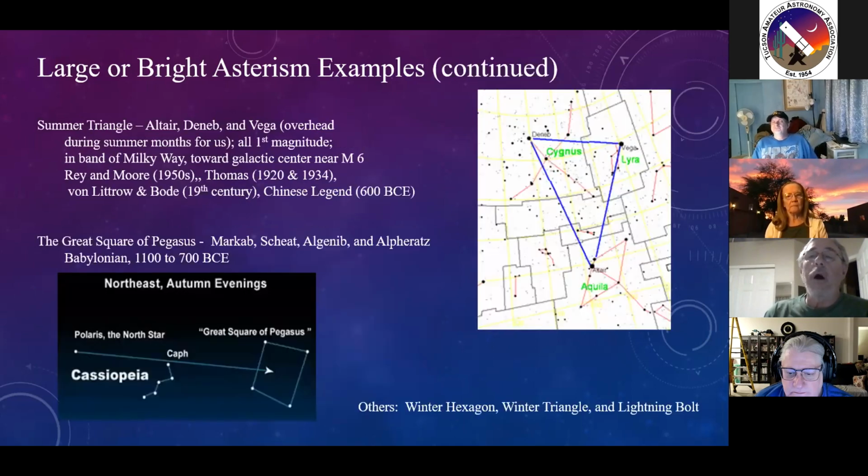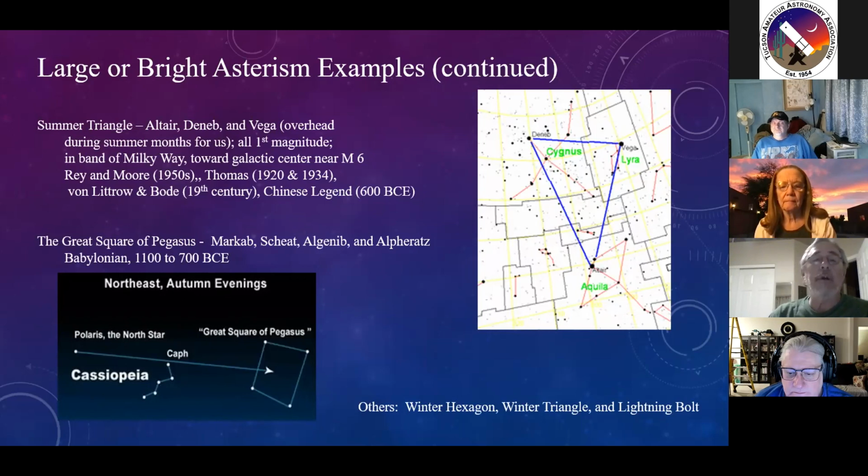A couple of other large ones: probably one of the most common during the summer, very recognizable, is the Summer Triangle, Altair, Deneb, and Vega. Pretty much overhead for us, I think, during the middle of the summer. Here again, these are all first magnitude stars. It's in the band of the Milky Way, so it's a pretty busy area. When you look down towards Altair, it's a little off-centered, but basically the Milky Way band is running from the top down through the bottom. When you get a little bit south of Aquila, over to the right side a little bit, you end up at the galactic center.